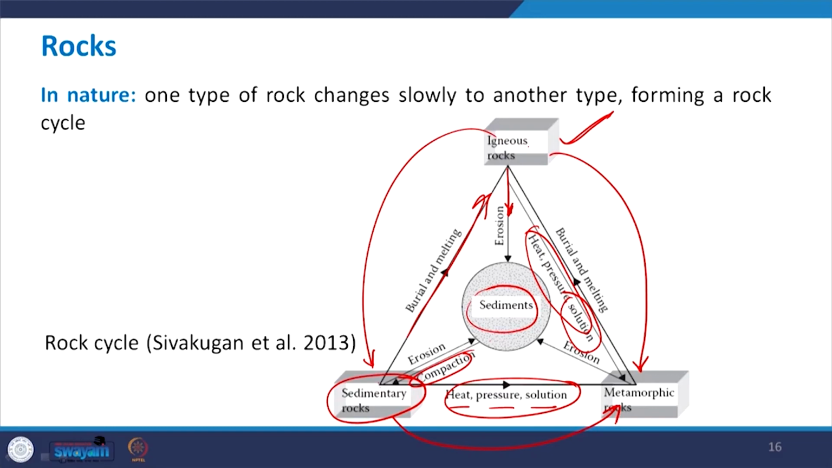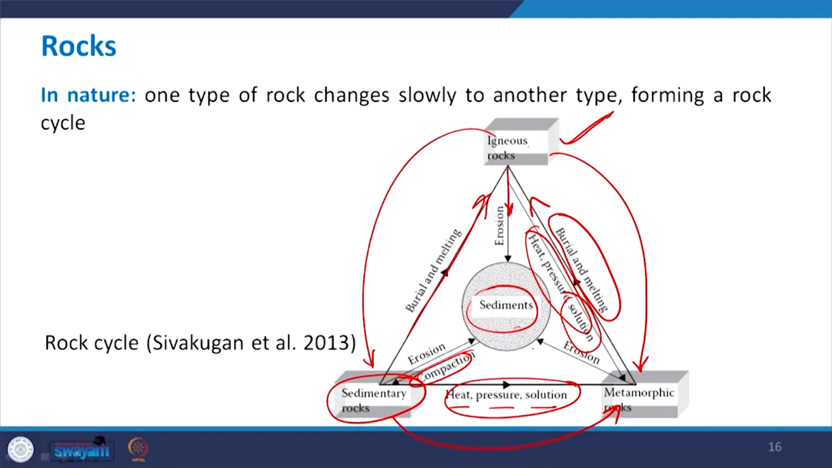Now this metamorphic rock, again if it is subjected to burial or melting, it will get back to the igneous rock. If it is being eroded for some or other reasons, wind, water, glacier, anything, erosion takes place, this metamorphic rock will get converted to sediments. Once these sediments are compacted, they can be converted into sedimentary rock.